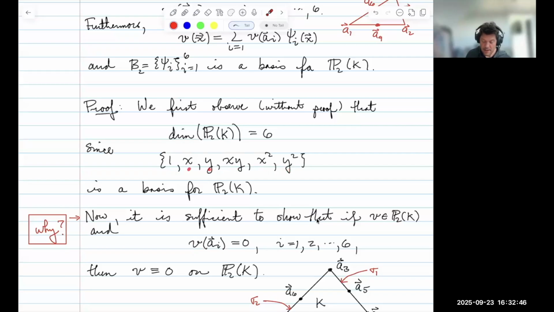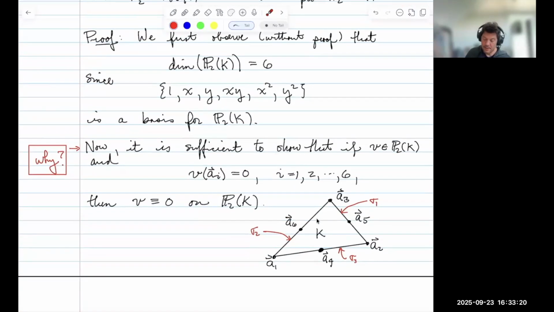1, x, y, xy, x squared, and y squared. So this is a 0th order polynomial, first order polynomials, and second order polynomials. There are 3 of those. And therefore, I can show that each one of these is linearly independent and spans the whole set. And therefore, this is a basis for P2(K). But all I really care about is the fact that the dimension of P2 is equal to 6.